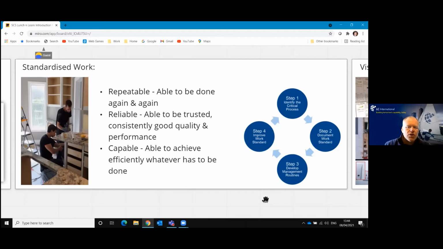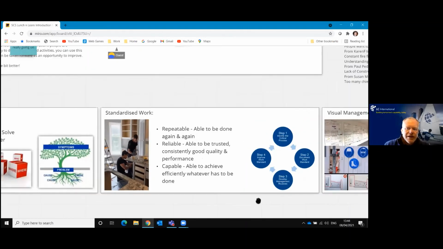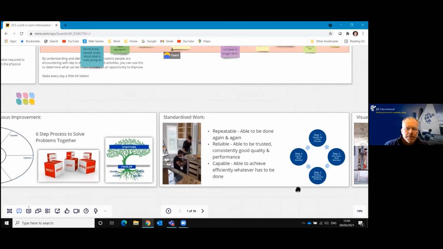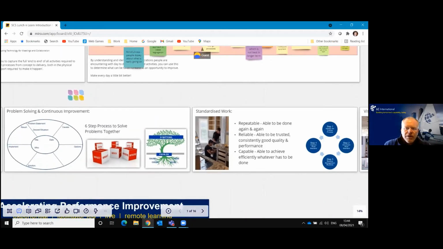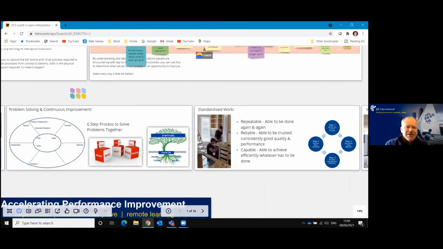Now, standardised work works very closely in hand with problem solving. So if you have a problem and you identify there's an issue on site, the first thing I would do is check, are people working to the standard? And if they are, that's good. But if they're not, I'd be starting to challenge thinking around, what do we need to do to get back to that standard that we've all agreed is the right way of working?